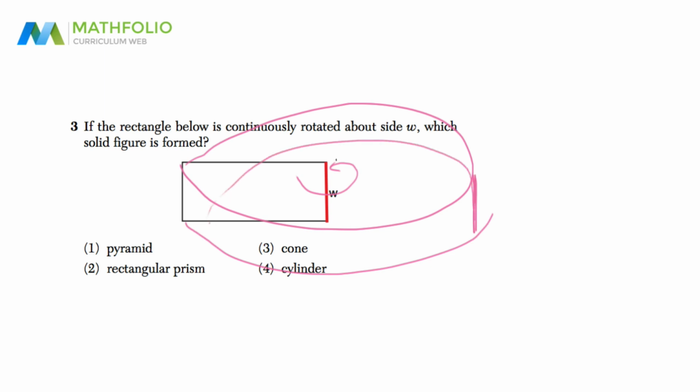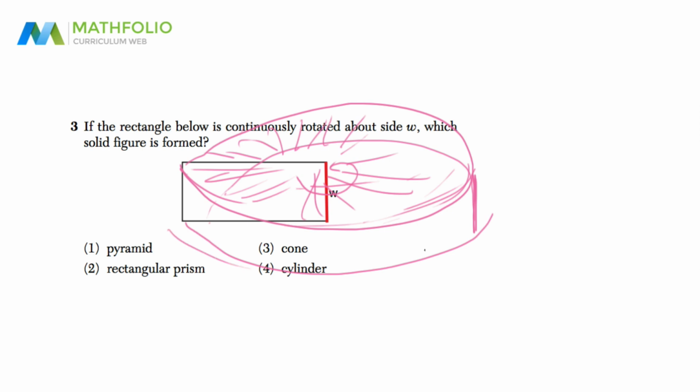And if it does it really fast, this whole shape here, you're going to notice that it in fact creates a cylinder. So I don't know if you can see it here. I know it's a wonderful drawing, but it's going to create a cylinder. So that is our answer. Number 4 is the solid that is created.